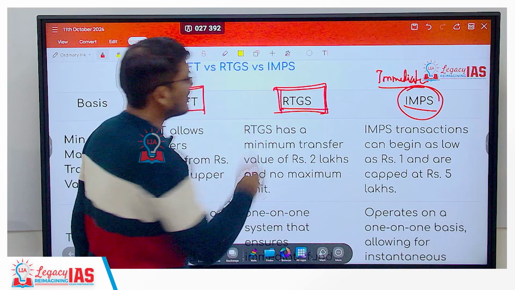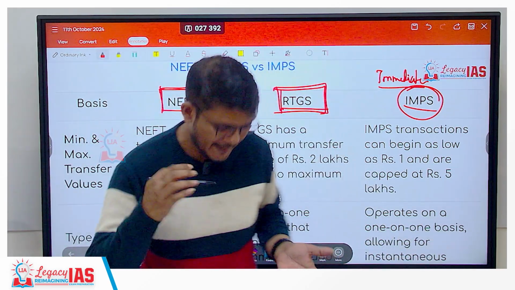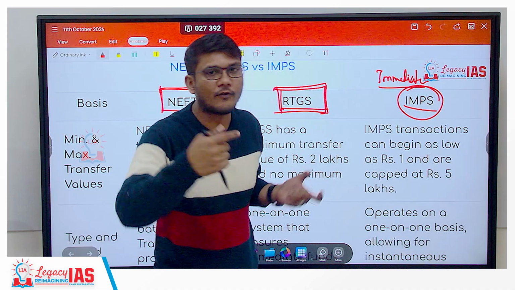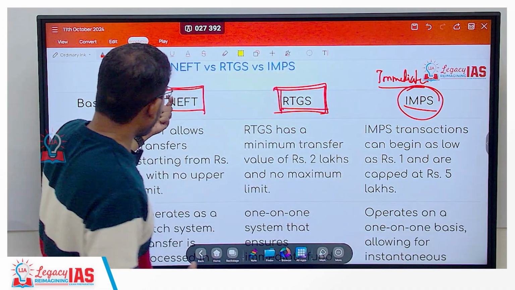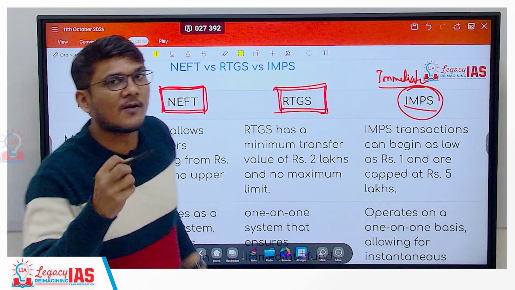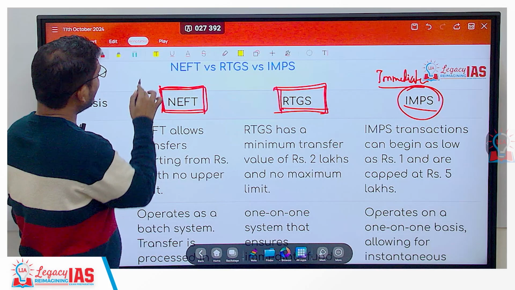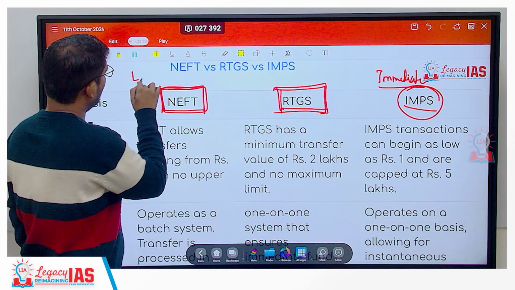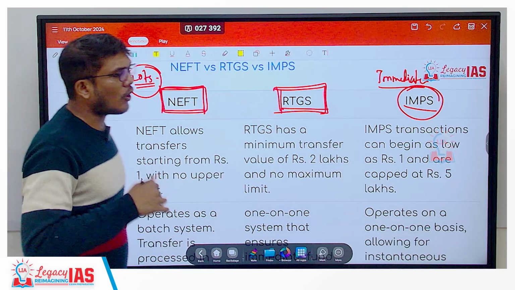Real-time gross settlement system is similar. It also happens in real time, 1-to-1. I transfer into your account through RTGS, 1-to-1 transaction happens, it is done. The national electronic fund transfer is different. It is a system which will take more time. Why will it take more time? Because it happens in lots. Meaning, and this lot is dependent on the cutoff time.